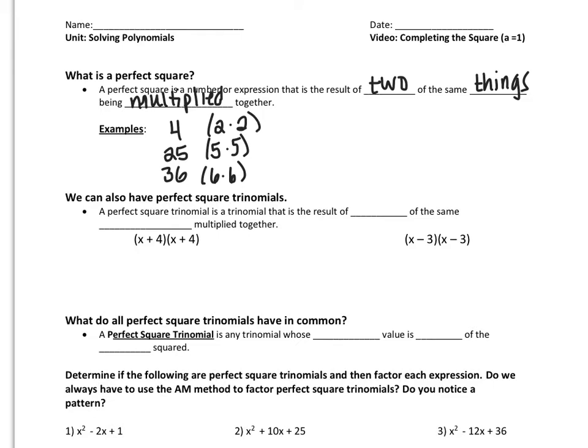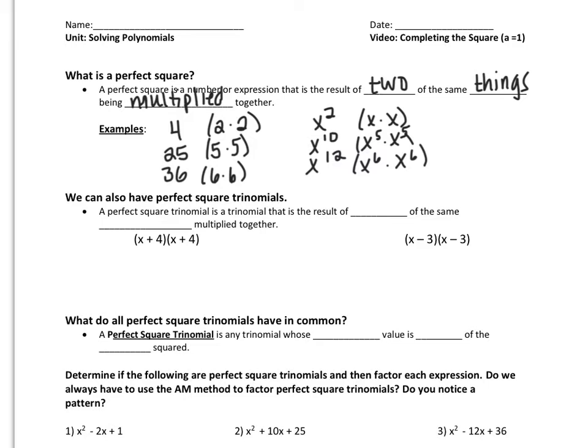And we've also talked about perfect squares that are letters. So we could have x squared is a perfect square, x to the 10th, x to the 12th, right? X squared because why? It's the result of x times x. X to the 10th because it's x to the 5th times x to the 5th. X to the 6th times x to the 6th, right? For x to the 12th. So that's all we've learned so far about perfect squares.